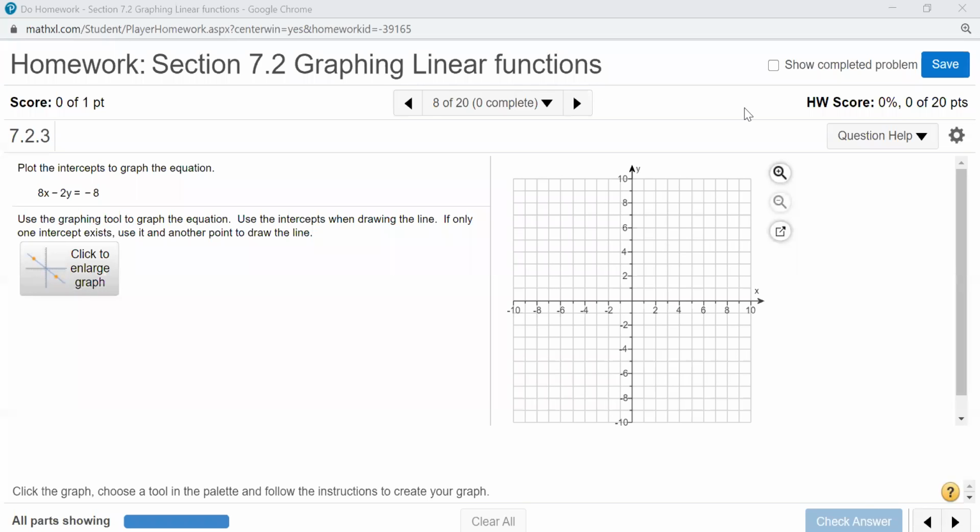Okay, so it's kind of hard to see because I couldn't fully zoom in. Here's the equation we want to graph. 8x minus 2y equals -8. First of all, you can tell that's going to be linear, because we haven't talked about graphing things that aren't lines. That's just not something that's come up in this course.